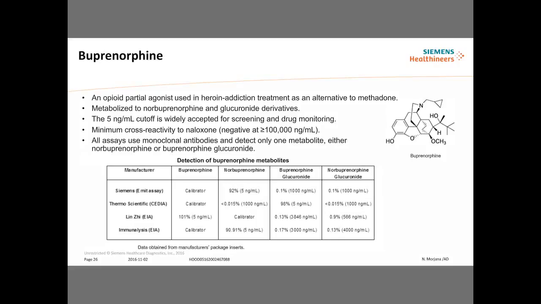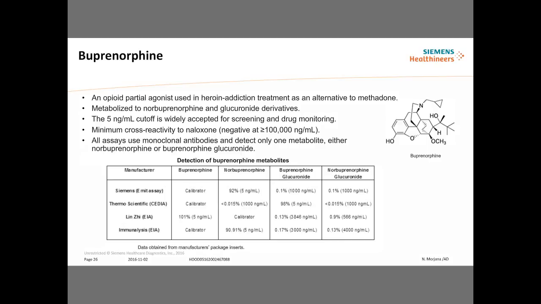Buprenorphine assays are available on the market as well, with two cutoffs, 5 nanograms per mil and 10 nanograms per mil. As described in the package inserts of all those assays, they have low cross-reactivity to naloxone and also to codeine and morphine. However, the literature reported some cross-reactivity of buprenorphine assays with codeine, morphine, and other opioids. None of the assays detect buprenorphine, norbuprenorphine, and their glucuronide metabolites all together. The available assays pick up one parent compound and one metabolite.